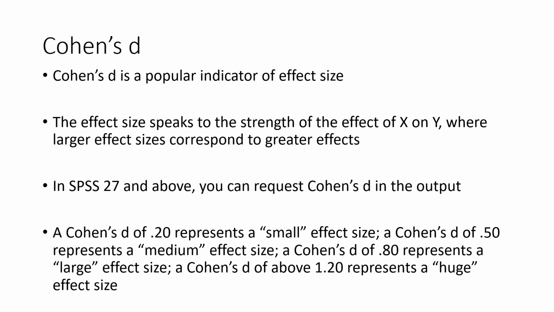Now, if you're using SPSS 27 or above, you can ask SPSS to calculate Cohen's d for you in the output. If you're using SPSS below 27, then you'll have to calculate it by hand. So here's a general rule of thumb. A Cohen's d of 0.2 represents a small effect size. If you get a Cohen's d of around 0.5, that's a medium effect size. If your Cohen's d is 0.8, that represents a large effect size, and a Cohen's d above 1.2 represents a huge effect size.